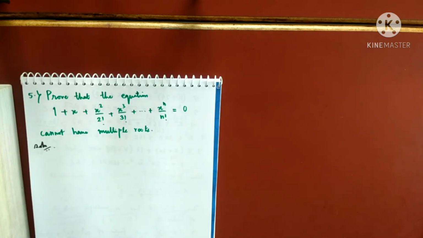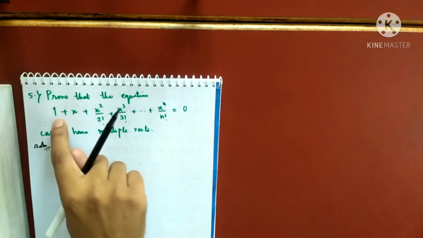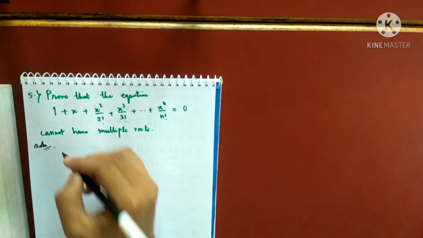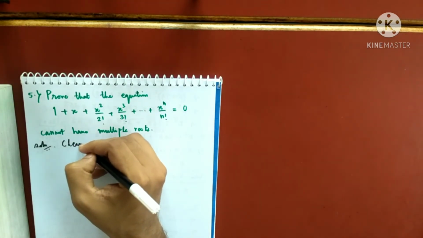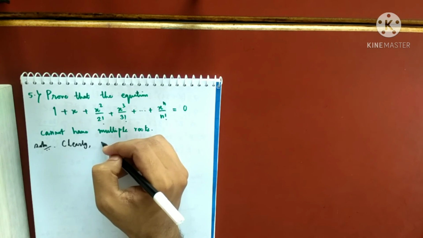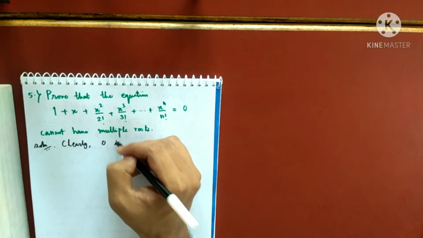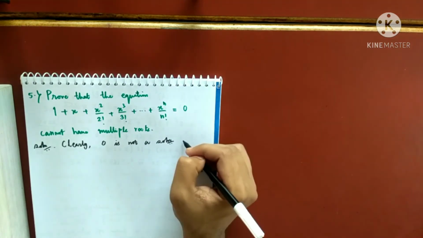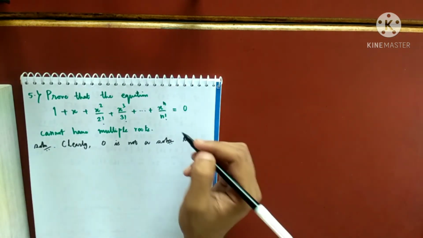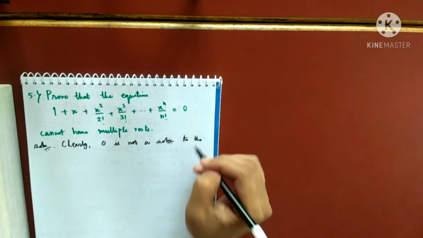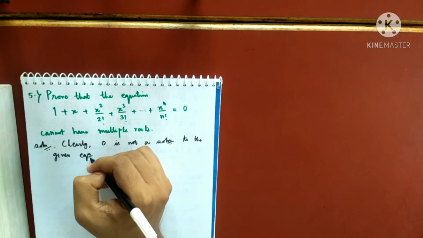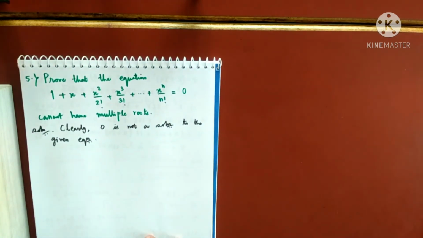Yeah, definitely no. So clearly 0 is not a solution, because if I put 0 here, on the left I have 1, but on the right I have 0, which are not equal. So clearly, I'll just write that first. It will be used later on. Clearly, 0 is not a solution to the given equation. This will be required a bit later.